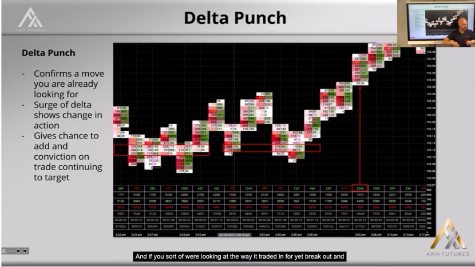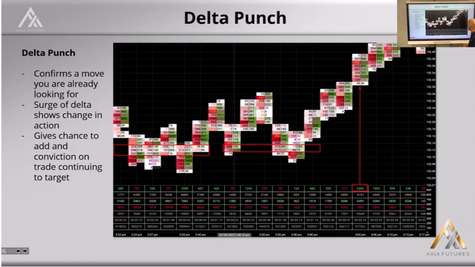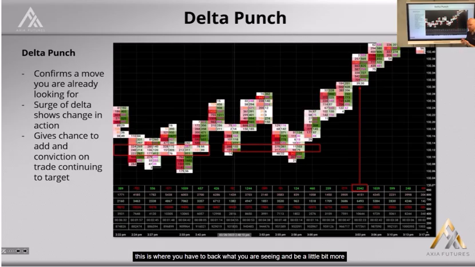And if you were looking at the way it traded and thought, yep, breakout, and you go and hit it, and it does that, and you get that delta punch, let's say if you're buying it as you go through what were the highs of that little range, buy it there, and then you get that delta punch. This is where you think, yes, I've got this, I've nailed this trade, and you can then confidently add on as well. If you're not in though, this is where you have to back what you're seeing and be a little bit more willing to pay higher prices.